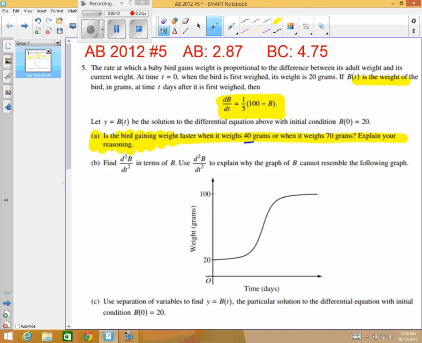This 40 grams represents the weight of the bird, which is B. So if we put 40 in there, we end up with 100 minus 40 over 5, which ends up being 60 over 5, or 12. When the bird weighs 70 grams, we're going to go 100 minus 70 over 5, which ends up being 6. And the units here are grams over time, so per day.